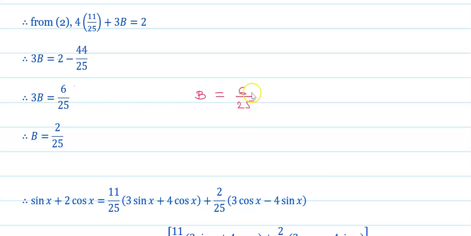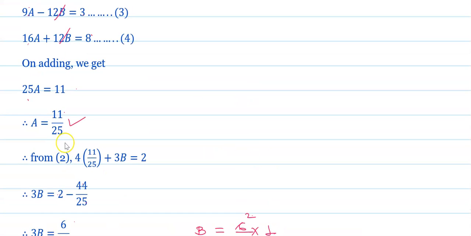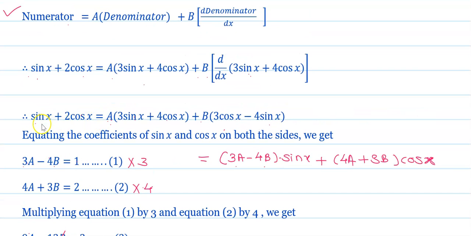You want to find out b, which is equals to 6 upon 25 multiplied by 1 by 3. And if we simplify it, then you will get 2 upon 25. And hence, here 2 upon 25. Now we have the values of a and b. See this here again, the expression.